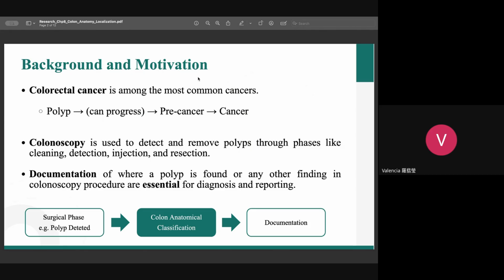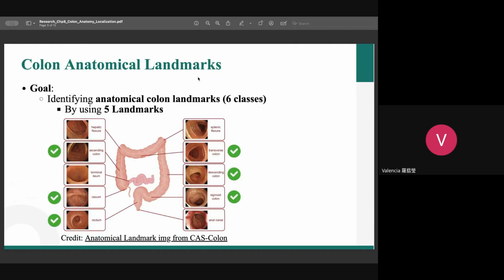My focus is the colon anatomical classification, where after we get the colon anatomical labels, they can be used for documentation by fitting them into a large language model. So the goal is identifying the anatomical colon landmarks. As you can see here, there are actually 10 landmarks that can be classified as colon anatomy, and they all look very similar, with this triangle pattern. The most important one in colonoscopy is usually the cecum.